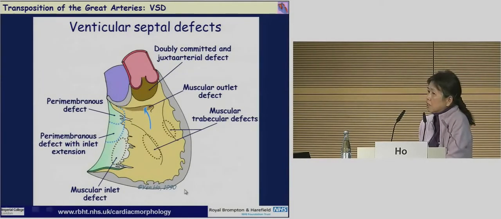So the most common associated malformation then, the ventricular septal defect, the various classifications, and this is the one we tend to use in UK, which is talking about doubly committed juxta-arterial ventricular septal defects, those lacking a muscular outlet septum there. The malalignment defect that may have a muscular border, so muscular malalignment VSD, or simply muscular trabecular VSDs, or perimembranous VSDs.